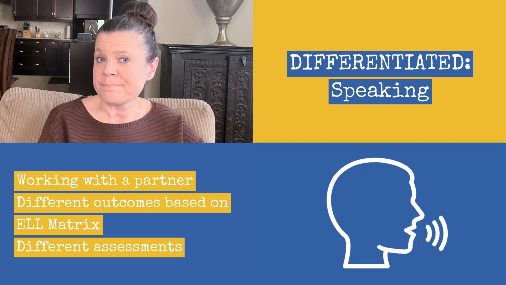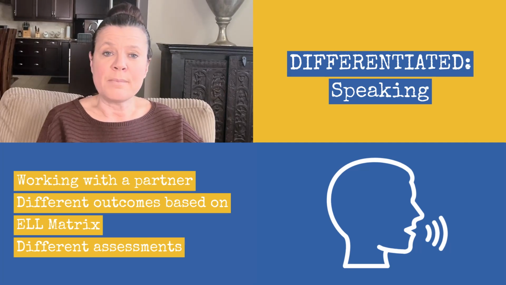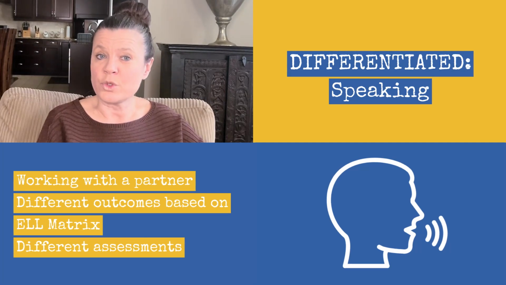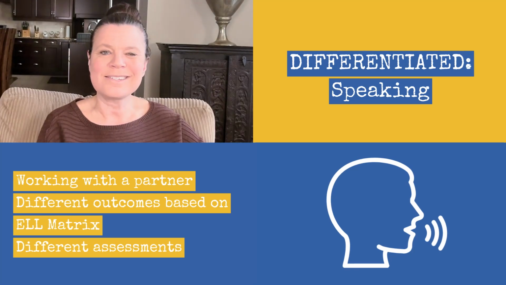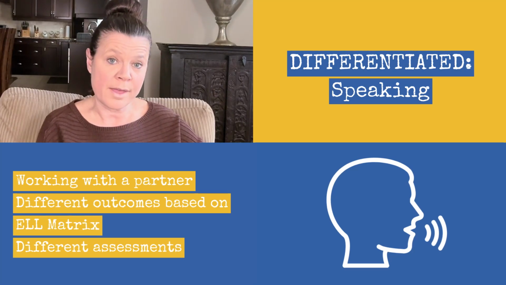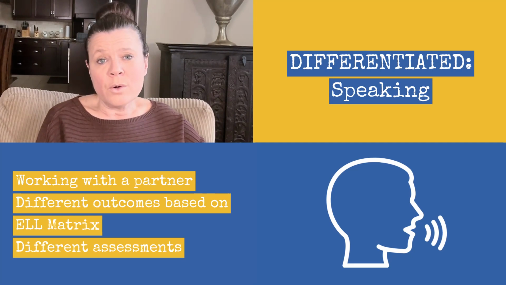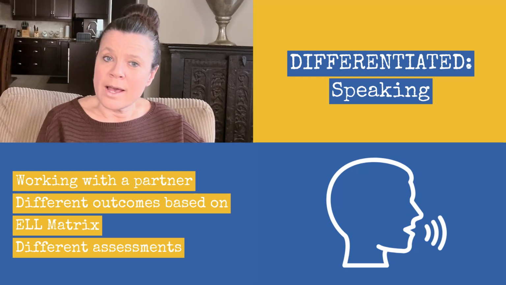So some different ways that you can differentiate for them would be to allow them to present with a partner, whereas the rest of the class might be required to present individually. And this is just so that they have a bit of extra support when they go up in front of the class, and it makes it a little bit less intimidating for them. Also, providing them with different outcomes.